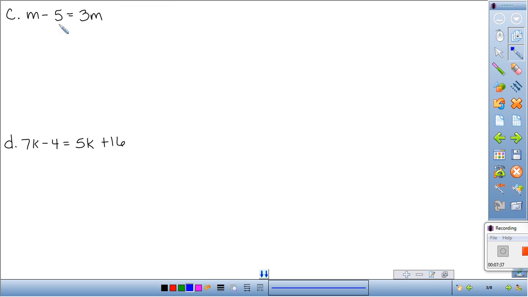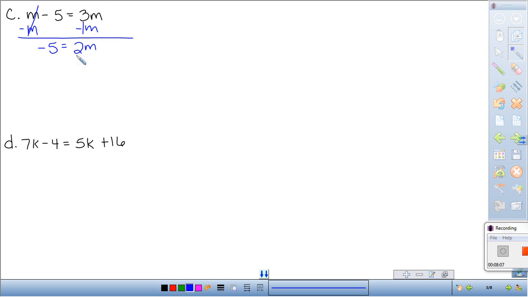Couple more. C is not as complicated. Again, we just have variables on both sides of our equal sign. We need them all on the same side. So I always like to move the smaller one. M is smaller. The opposite of a positive m is to subtract m from both sides. M minus m is 0. 0 minus 5 is negative 5. Bring down your negative 5. Bring down your equal. 3m minus an m, and remember this is minus a 1m, so 3 minus 1 is 2. 3m minus 1m is 2m.